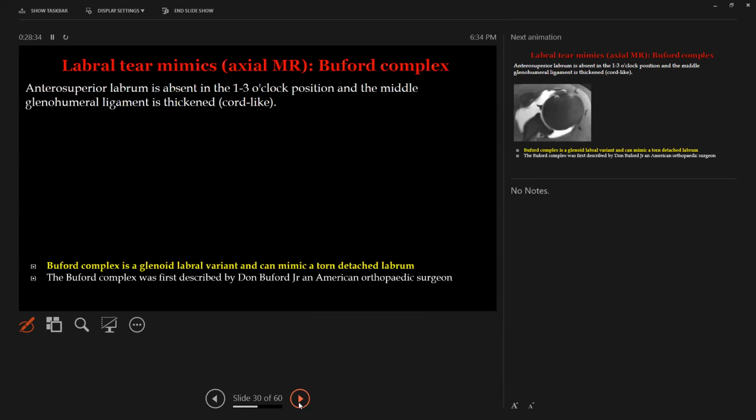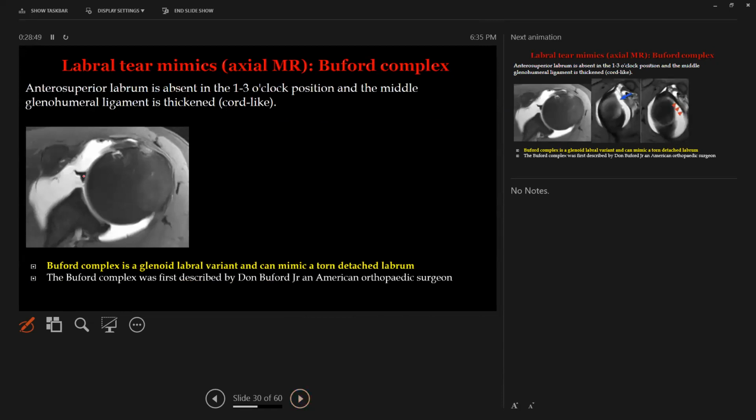Now there's a spectrum of these labral tear mimics. On the axial MRI, the first and very common one that we come across is a Buford complex, where it mimics as if there is a detached torn labrum, a triangular cord-like structure here. This is actually a normal variant.